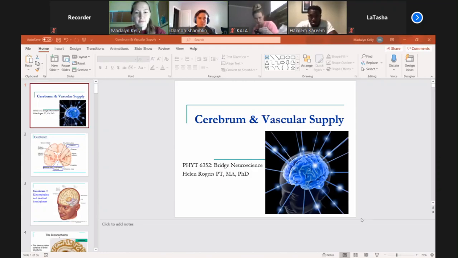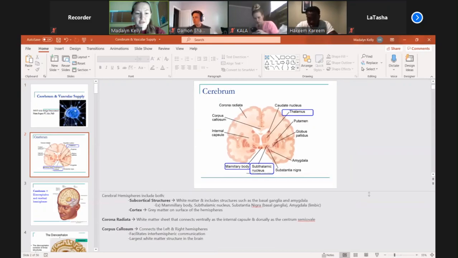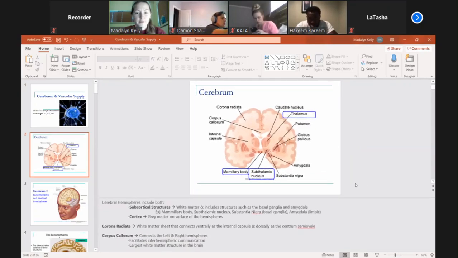Okay, so we have the cerebrum and vascular supply. This slide, I think, is mainly just memorization and knowing. My notes are below, you can look. I went more into depth in what she had. You know, the corona radiata, the corpus callosum, the subcortical structures, knowing what are in the subcortical structures, and then the cortex is just the gray matter on the surface of the hemispheres.